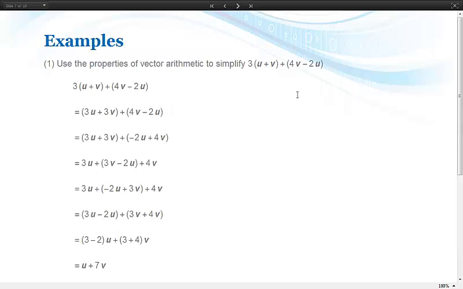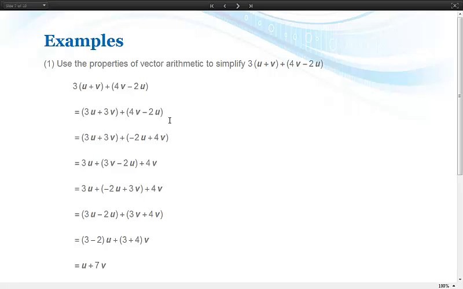Okay, so here's a couple of examples of using the properties of vector arithmetic. I want to simplify this expression, 3 times the vector sum u plus v plus the vector sum 4v minus 2u. Well, what can I do? I can use my fact that scalar multiplication distributes over vector addition in the first step. So 3 times u plus v is the same as 3u plus 3v, and I've left the second expression alone.